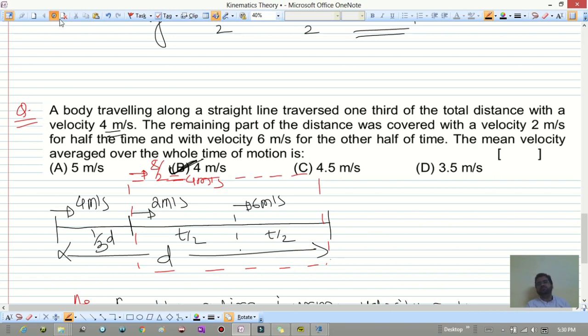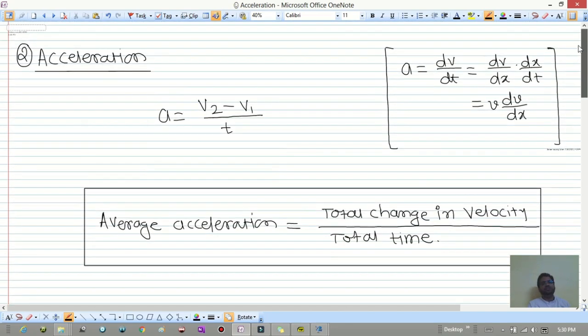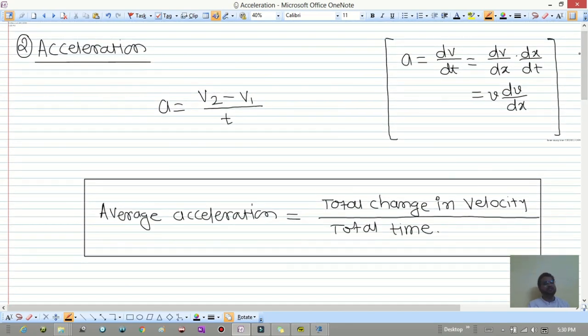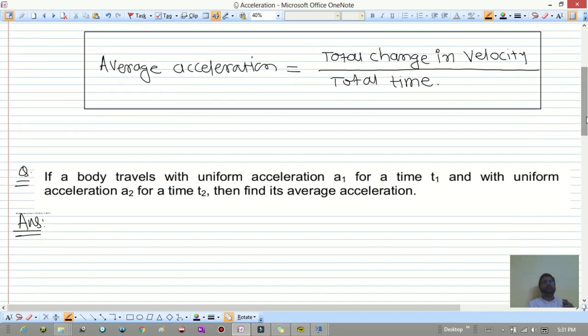Now the next problem is based on acceleration. What is acceleration? It is the rate of change of velocity. Acceleration is v2 minus v1 by t, where v2 is the final velocity, v1 is the initial velocity, and t is the time. Acceleration has some expressions. Acceleration is dv by dt, which is equal to dv by dx into dx by dt. Now what is this dx by dt? Rate of change of position, that is the velocity. So v dv by dx is also an expression for acceleration. So what is average acceleration? Average acceleration is the total change in velocity in a total interval of time.